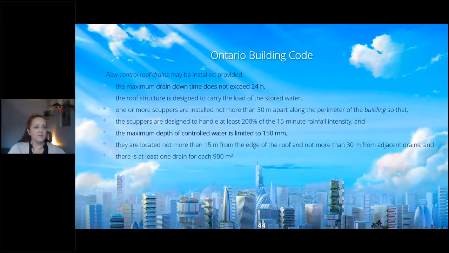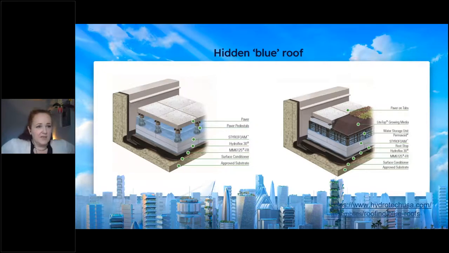So this is just a reference point for you about the drain down time. You see that the OBC here starts to come into play, because if you're going to have water on the actual rooftop membrane, then it has to drain off within 24 hours. And that's why we start to see some interesting systems that might be keeping the water off the roof rather than being directly on the roof. But there's a lot of incentive locally to work with green roofs. And so we have some products a little bit like this.